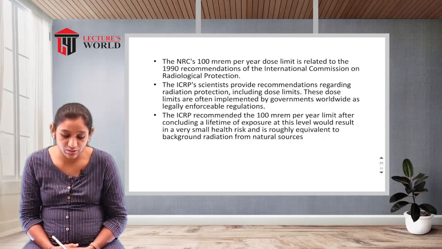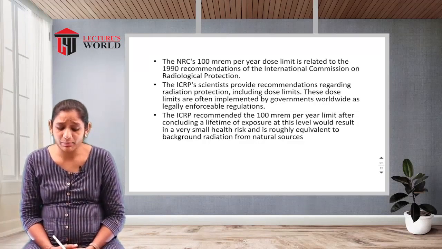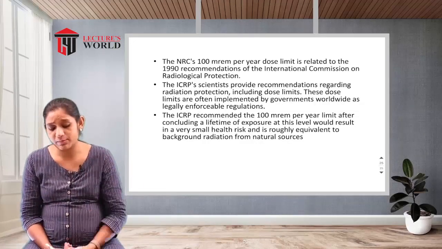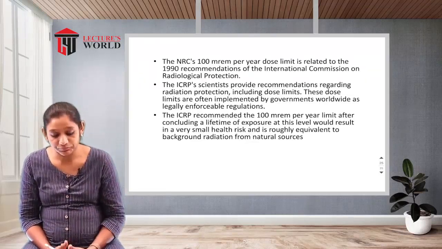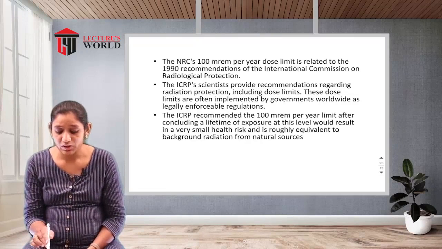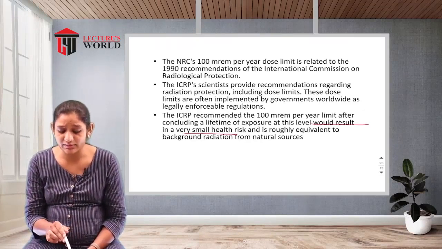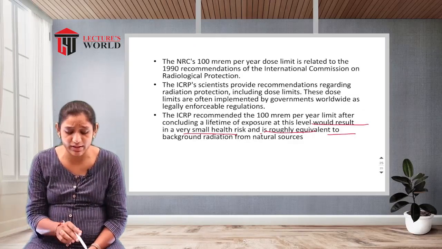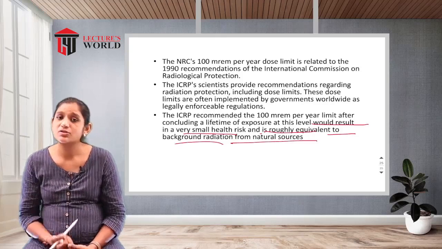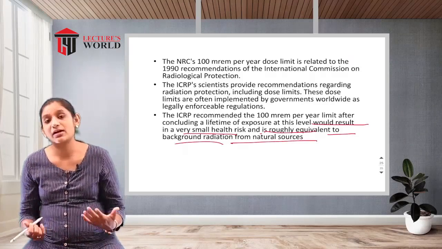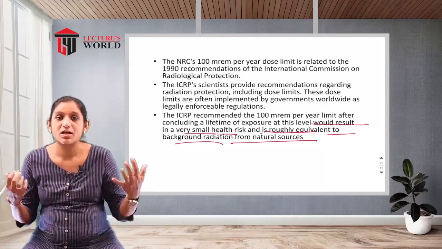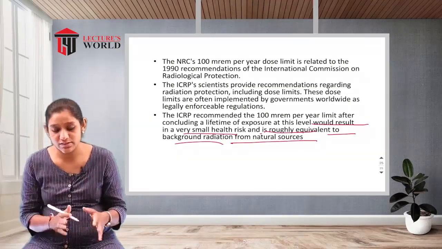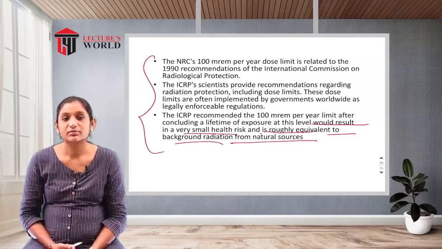The ICRP recommended the 100 mrem per year limit after concluding that a lifetime of exposure at this level would result in a very small health risk, roughly equivalent to background radiation from natural sources. This shows how much is transmitted, what could be permanently damaged, and how natural factors are observed at these levels.